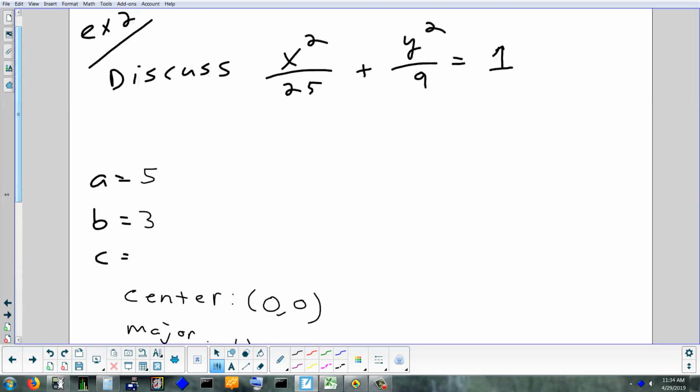If I know a and b, how do I get c? Square the 2 and subtract. Yeah, c squared equals a squared minus b squared. So c actually comes out nice here. What does c come out to? 4. Okay.